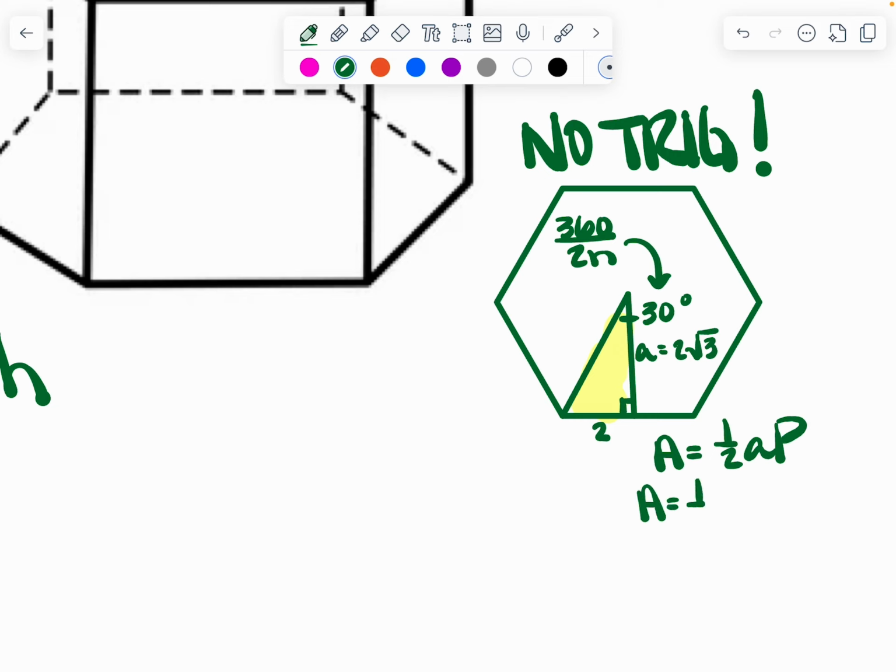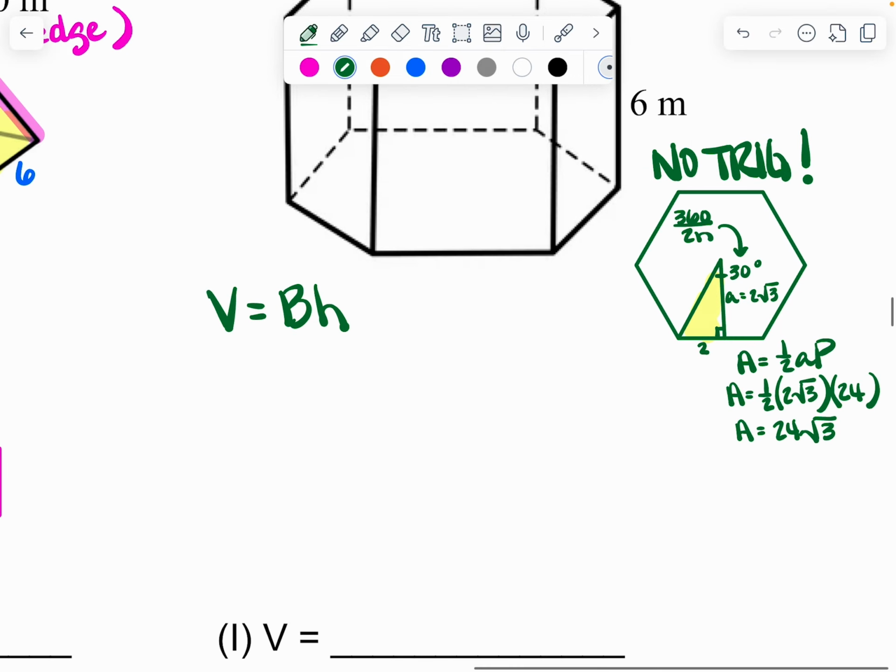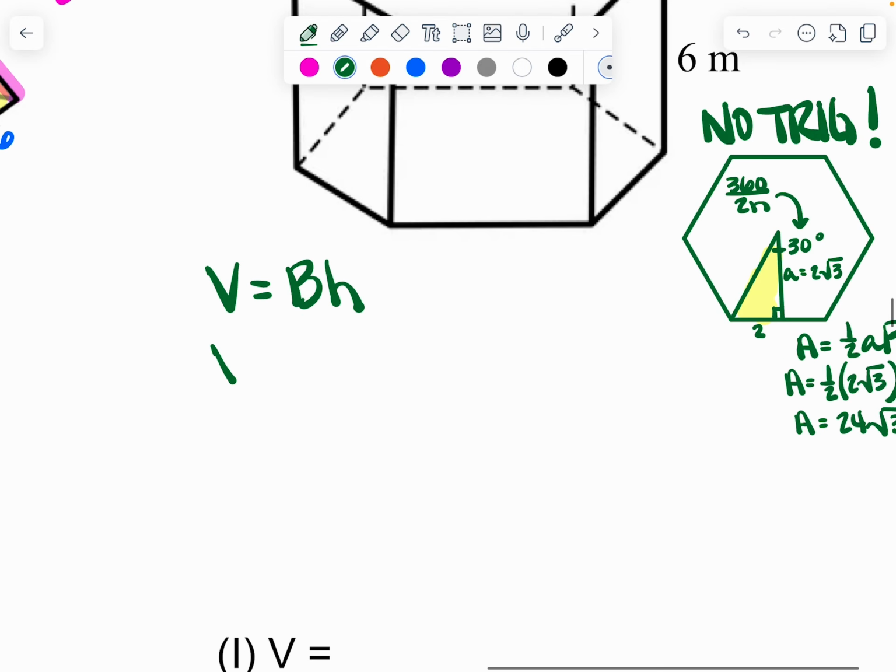All right, so I still need to calculate the area of this hexagon base, which is going to be your 1/2 AP formula for regular polygons. Well, we just found out the apothem is 2 root 3, and clearly the perimeter is going to be 24 because there's 6 sides of 4. And then you can just do all that math in your head, or you can use your calculator. Obviously, half of 2 is 1. 1 times 24. So the area of the hexagon is 24 root 3. We want to keep our answers exact, of course.